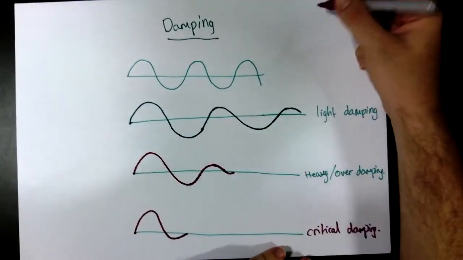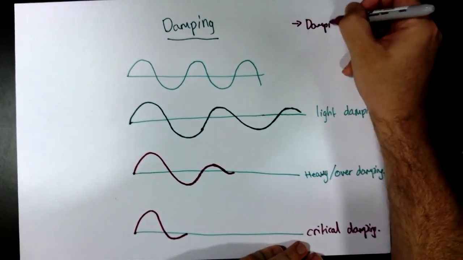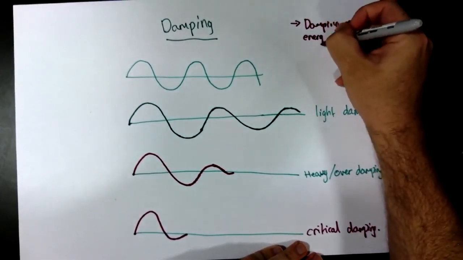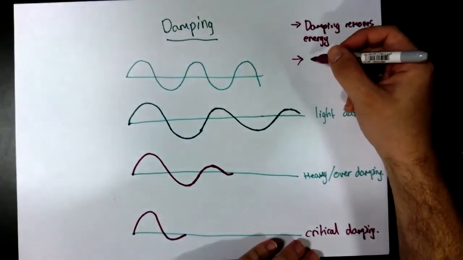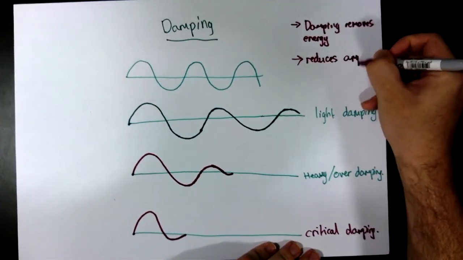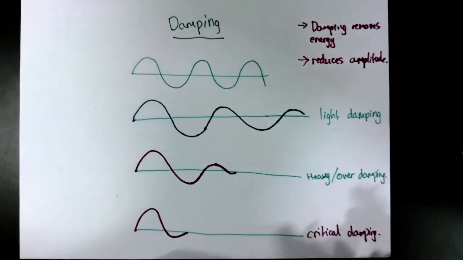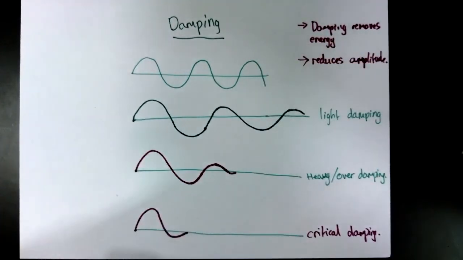But just to summarize, damping removes energy from a simple harmonic motion, which reduces the amplitude over time. So please make some notes, and make sure you have these diagrams. Please check in your textbooks just to make sure that you're happy with that, and you'll see some other graphs and things that we'll talk about in the lesson as well.